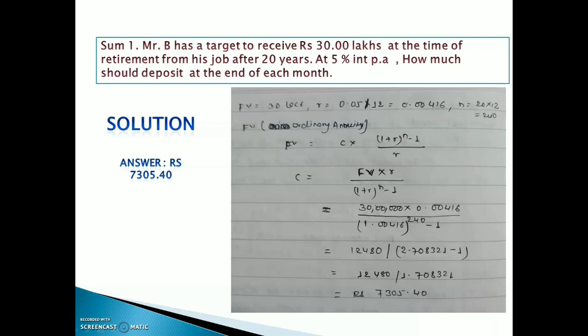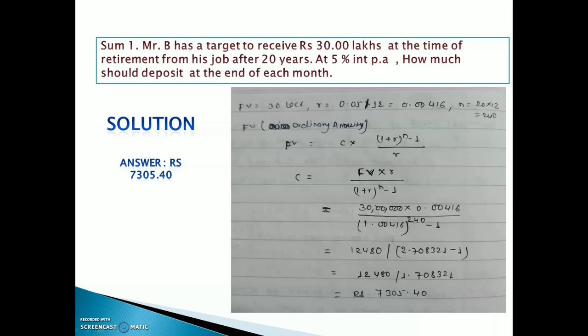The first problem is: Mr. B has a target to receive rupees 30 lakhs at the end of retirement from his job after 20 years at 5% interest per annum. How much should he deposit at the end of each month?